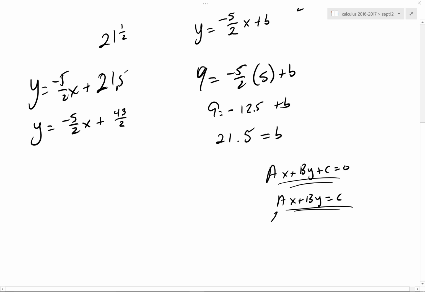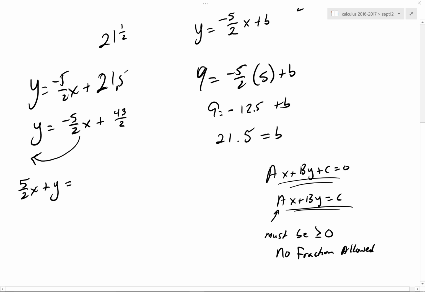So here's the thing. A must be positive. I should say technically it should be non-negative, because technically it could be 0. Now, no fractions allowed. So what I normally do is I just move this x over with the y first thing. That way, I can see it's already positive. I don't have to mess with that. Now, because the common denominator is 2, I simply multiply by 2, and I'm going to get 5x plus 2y equals 43.